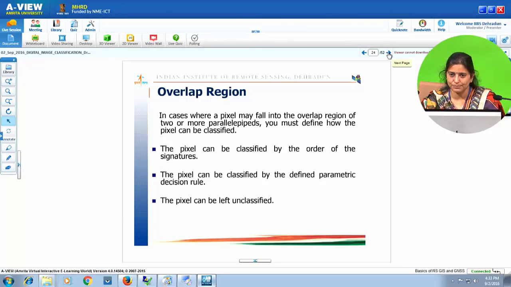Now what should happen if we have overlap in these parallelepipeds? In cases where a pixel may fall into the overlap region of 2 or more parallelepipeds, you must define how the pixel must be classified. The pixel can be classified by the order of the signatures, the pixel can be classified by the defined parametric decision rule, or the pixel can be left as unclassified also.